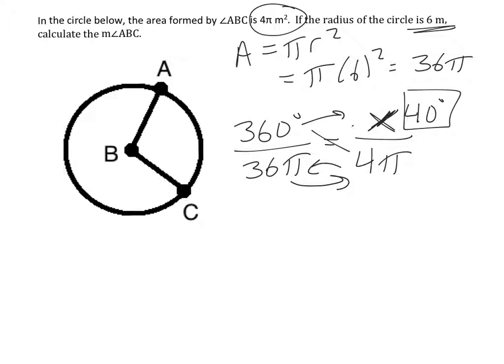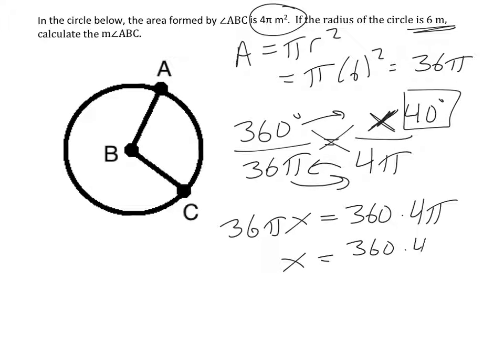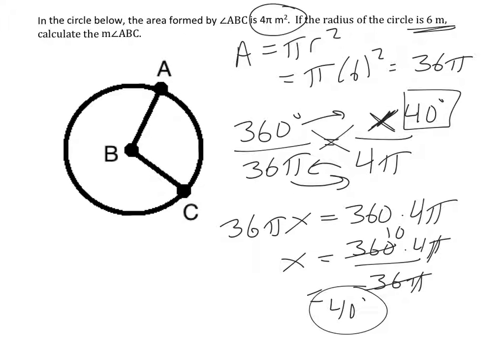The other thing you could do is cross-multiply, though, and divide. You get 36 pi x equals 360 times 4 pi. And then you would divide each side by 36 pi. So you have 360 times 4 pi divided by 36 pi. Pi cancels. The 360 and 36, the 36 cancels. This becomes 10. So you're essentially dividing both by 36, so 10 times 4 equals 40. You also get 40 degrees.